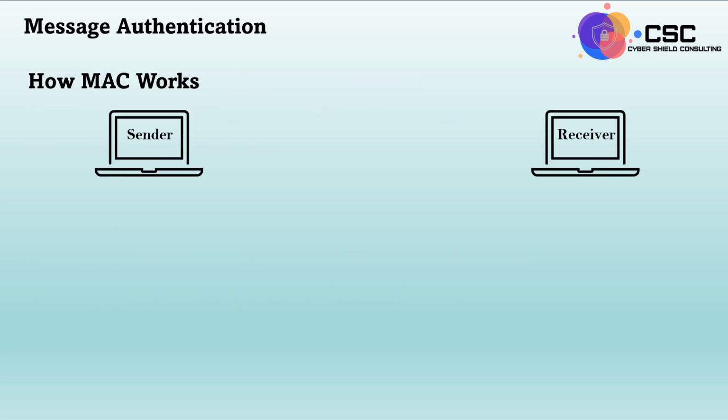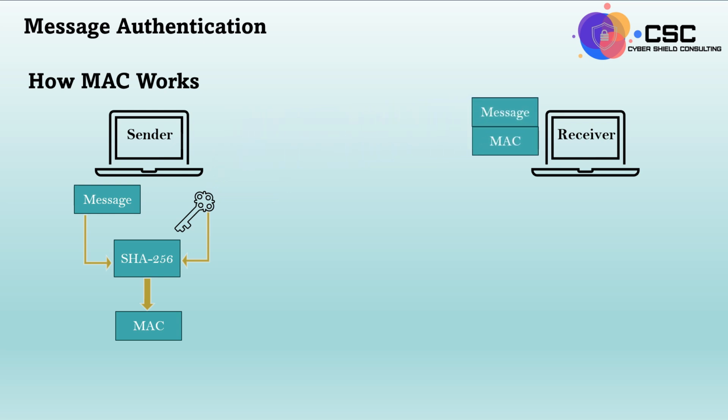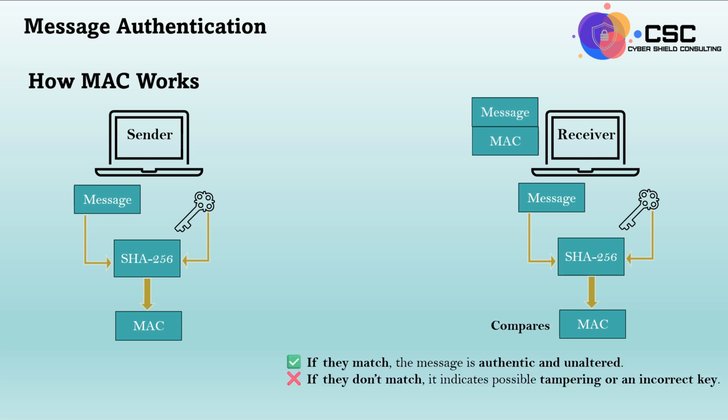Let's break down how hash-based MAC works as an example. The sender hashes a combination of the message and the secret key using a cryptographic hash function, for example SHA-256. Both the sender and receiver agree on the shared secret key ahead of time. This generates a MAC tag that is appended to the message and then transmitted to the receiver. The receiver will perform the same hashing operation with the shared secret key, and then compare the two hashes. If the calculated MAC matches the received MAC, the message is considered authentic, and if they don't match, it indicates possible tampering or an incorrect key.